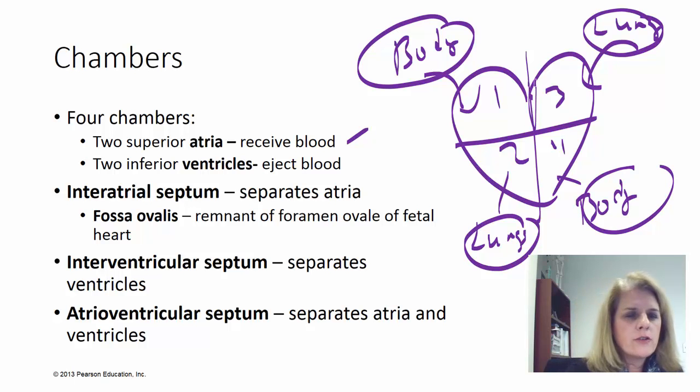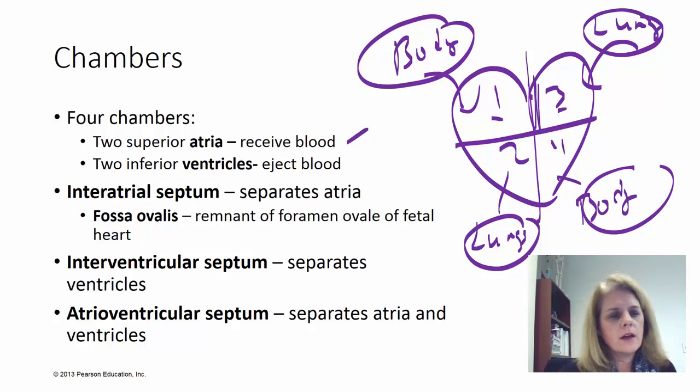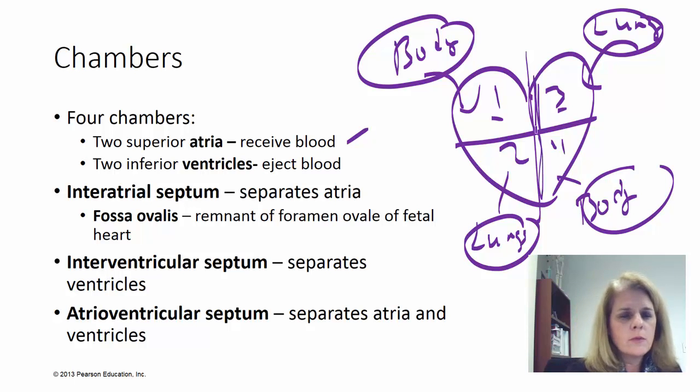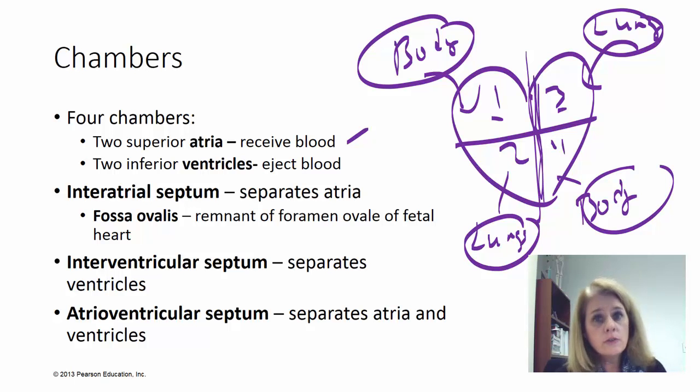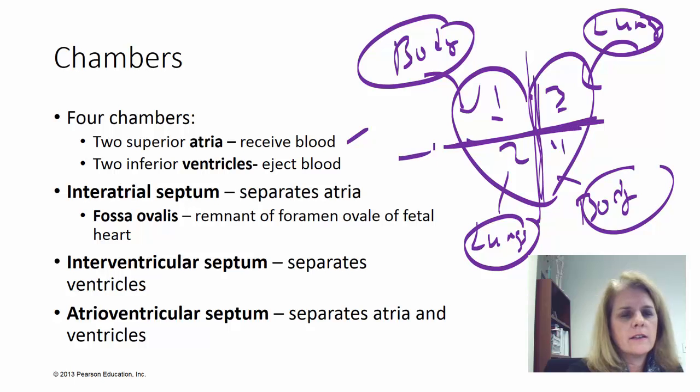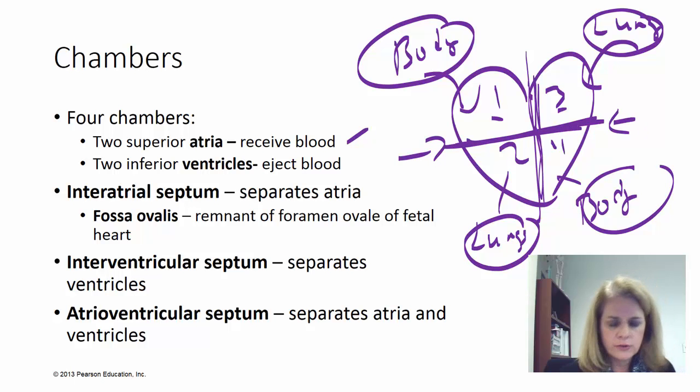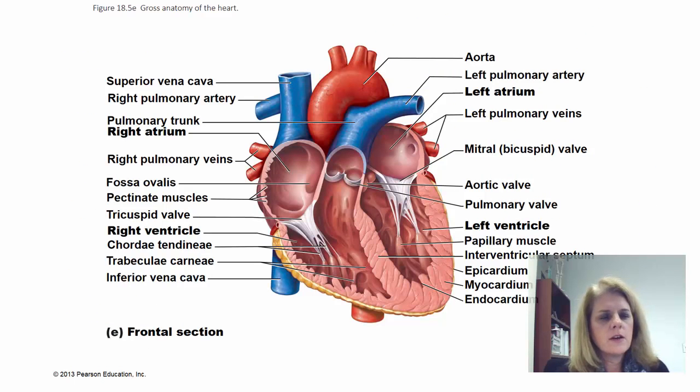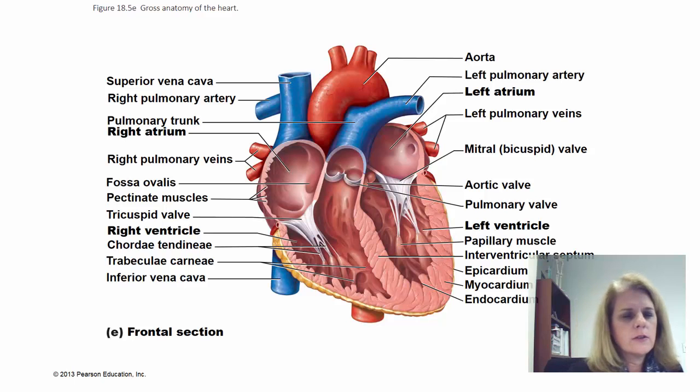So you have an interatrial septum, which separates the 2 atria. You have an interventricular septum, which is going to divide the 2 ventricles, and an atrioventricular septum, which is going to divide the atria from the ventricles. All right, so you can see that a little bit here. So this would be your interventricular septum. The atrioventricular septum would be here and here, okay?